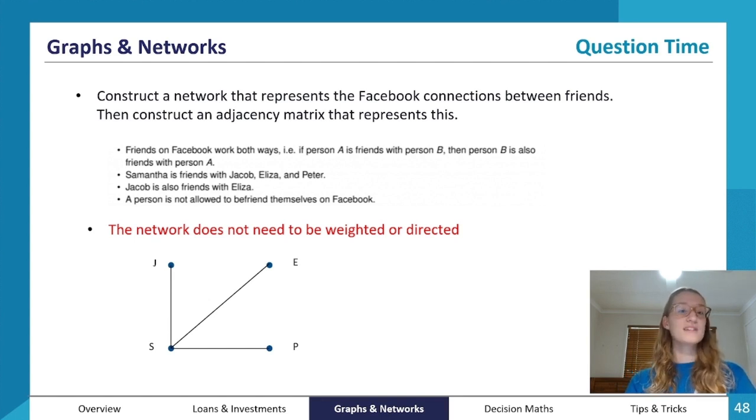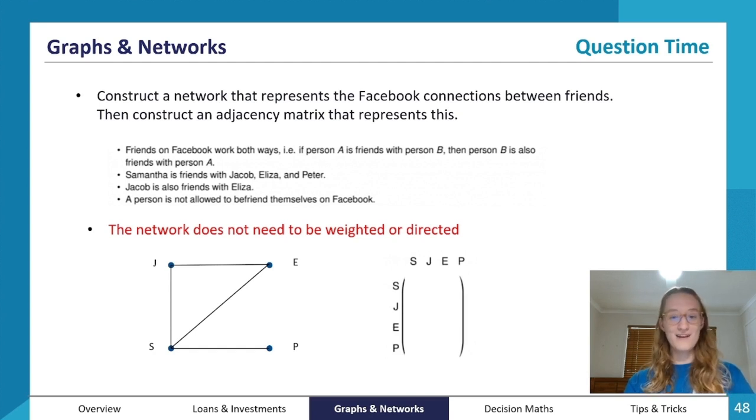And it doesn't matter if you set up or structured your graph or network in a slightly different way, as long as it's displaying equivalent information with the correct vertices and the correct connections between the associated people, then that means the graph or network is displaying the correct information, which is the most important thing. So next we can see that Jacob is also friends with Eliza, so I'm going to add a connection from J to E. And we know that a person is not allowed to befriend themselves on Facebook, so we have no loops. So there is our graph or network.